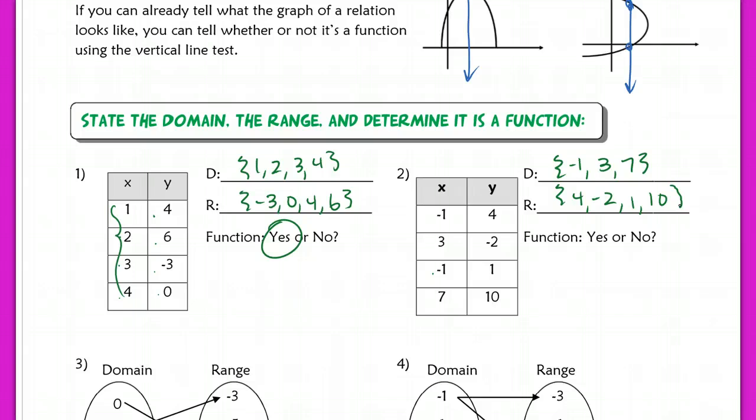Now, when you're looking at this, again, this is like Tank having two separate birthdays. This is not a function. That's not okay. That's only a relation then.